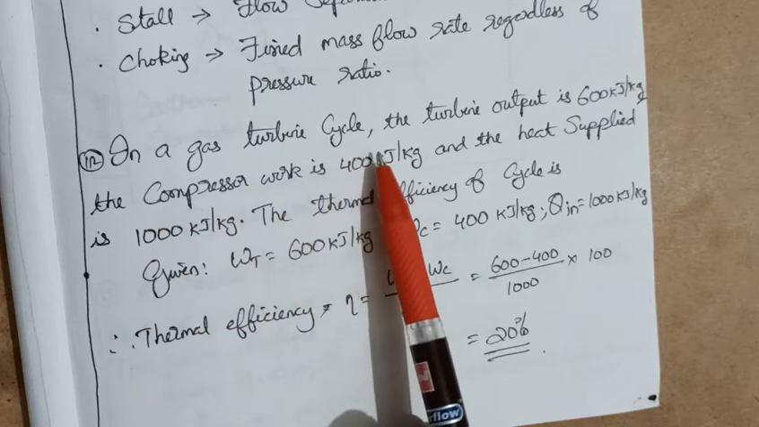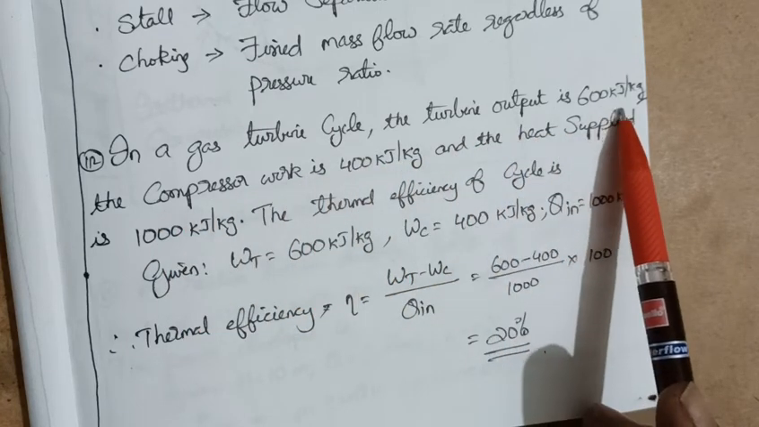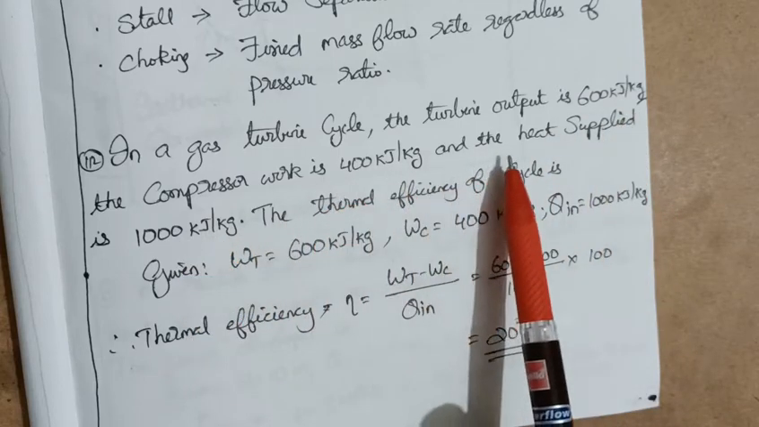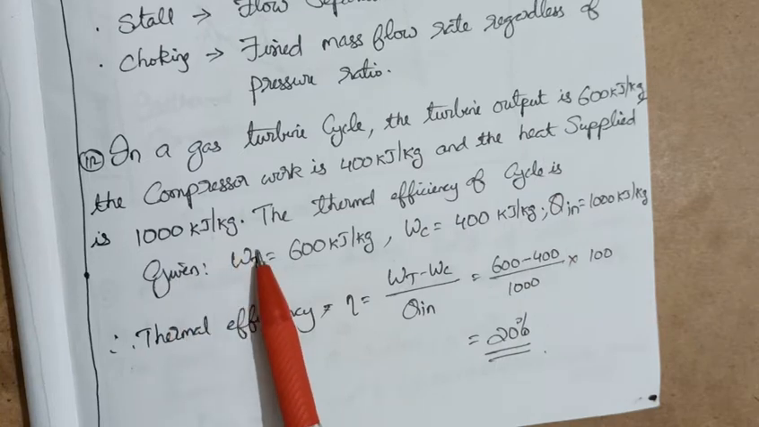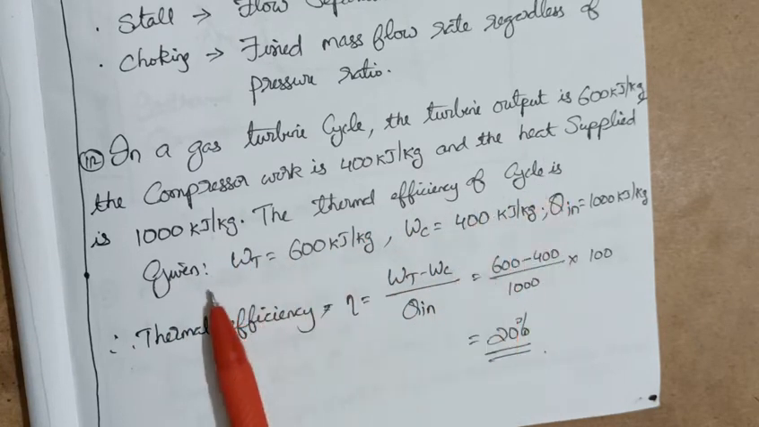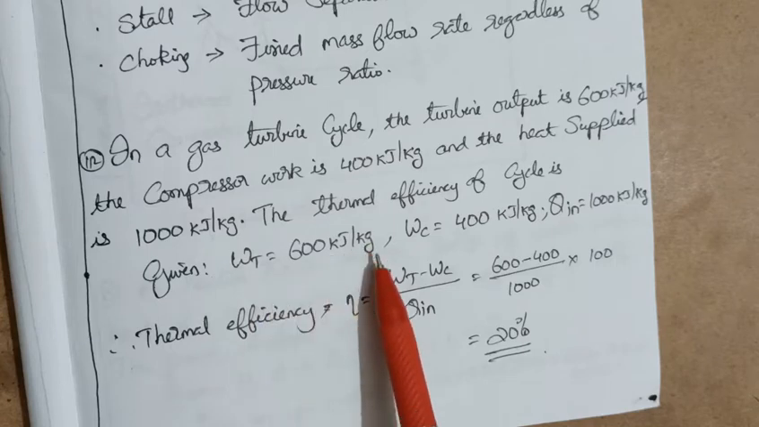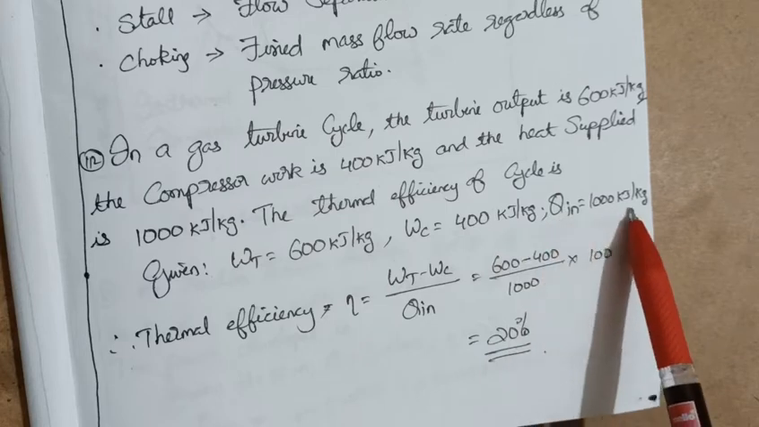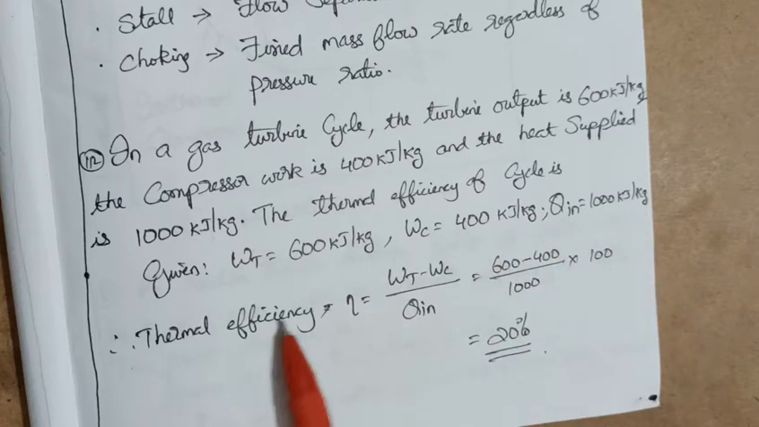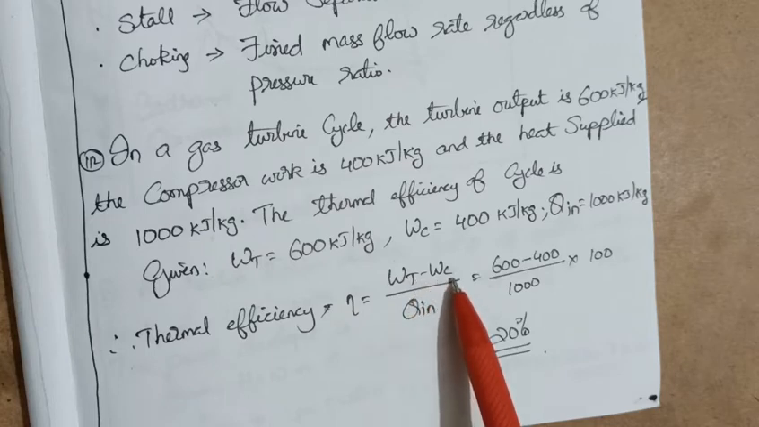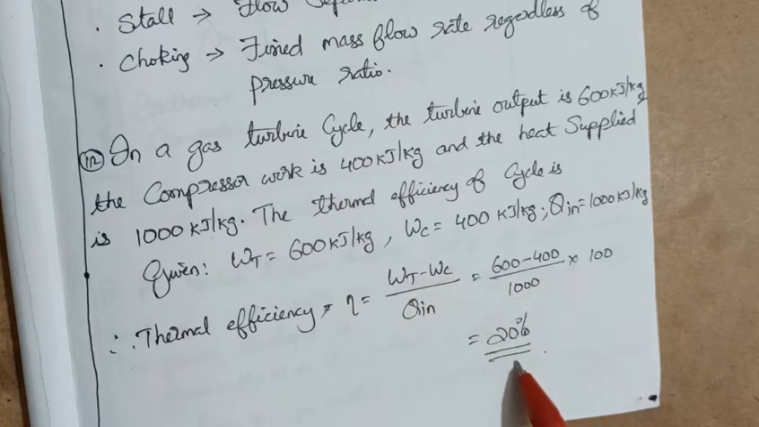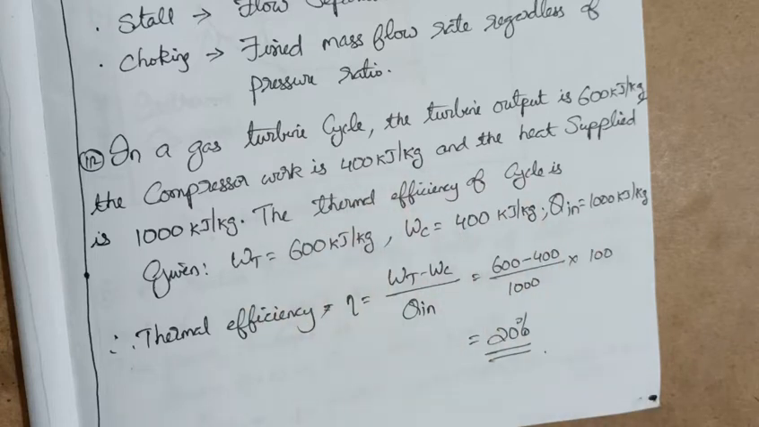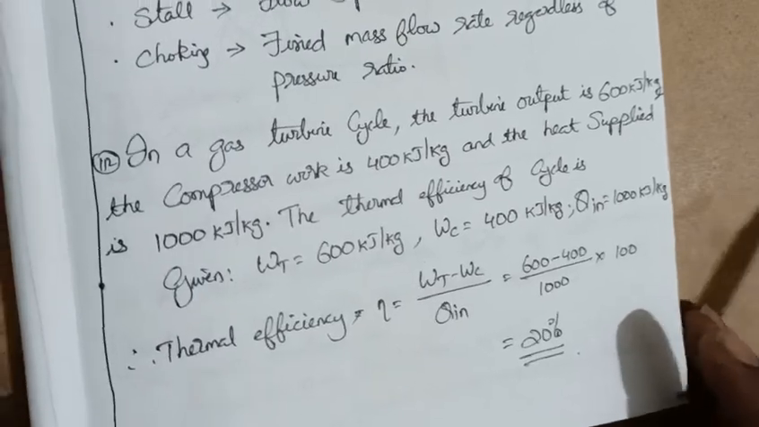In a gas turbine cycle, the turbine output is 600 kilojoules per kg. The compressor work is 400 kilojoules per kg and the heat supplied is 1000 kilojoules per kg. The thermal efficiency of the cycle is asked. WT is equal to 600 kilojoules per kg, WC is equal to 400 kilojoules per kg, Qin is equal to 1000 kilojoules per kg. Therefore, the thermal efficiency is equal to (WT minus WC) by Qin. So we'll get 20%. Okay, so practice these type of problems. Definitely you will get problems. It will be asked for 2 marks.